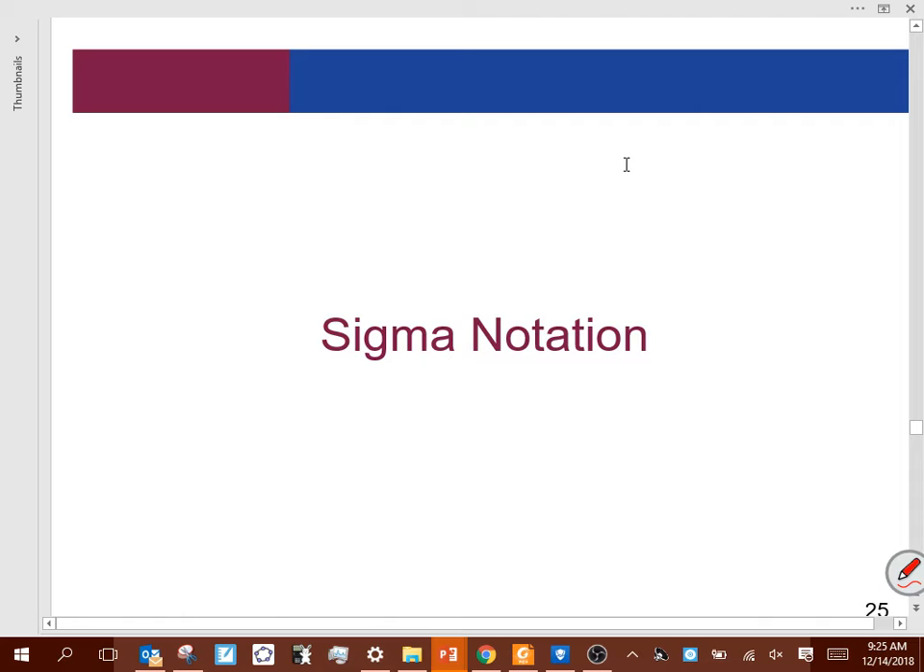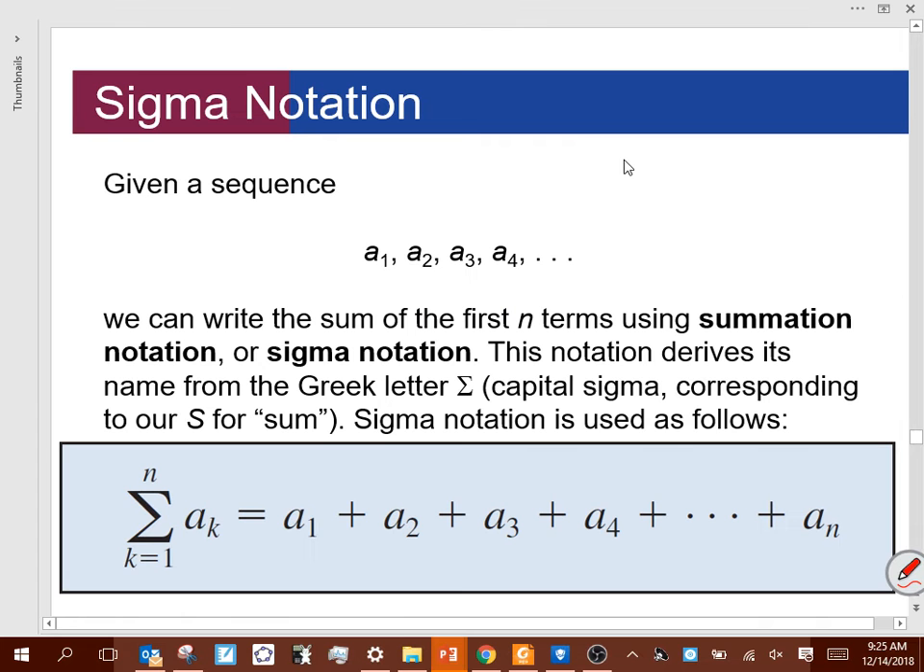Sigma notation. This is going to be a little bit of analysis of how we can sum things using sigma notation. Again, we already talked about that symbol being the Greek letter sigma. It's a capital letter, the equivalent of S, which we use for sum. So there's that link there.